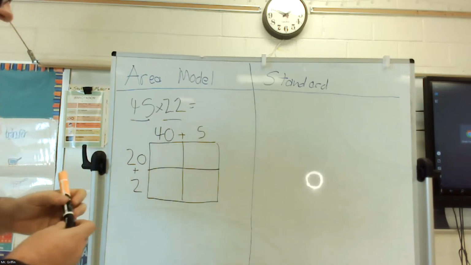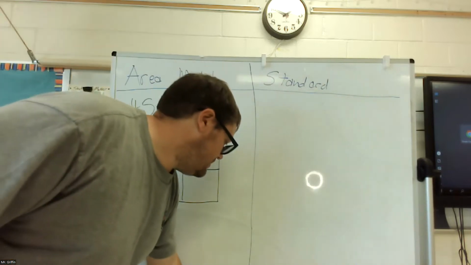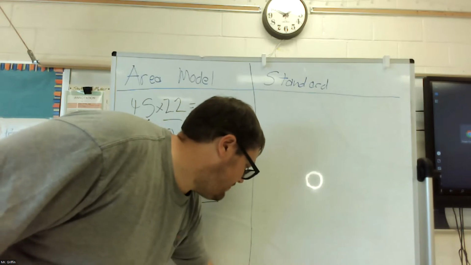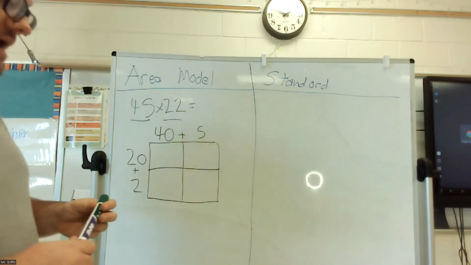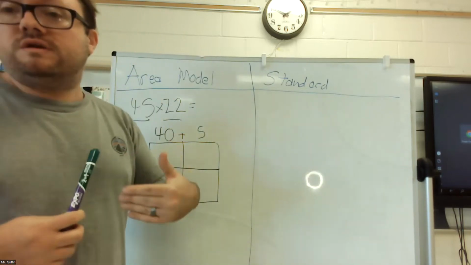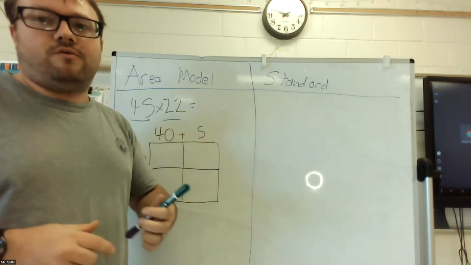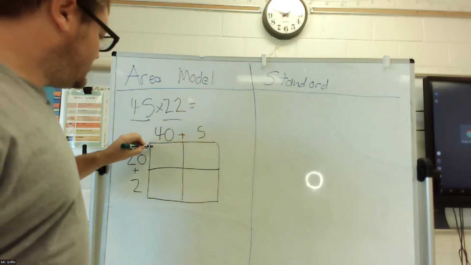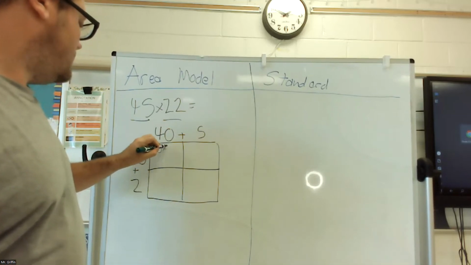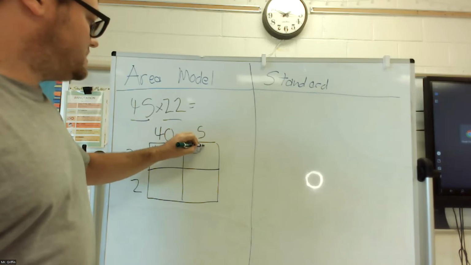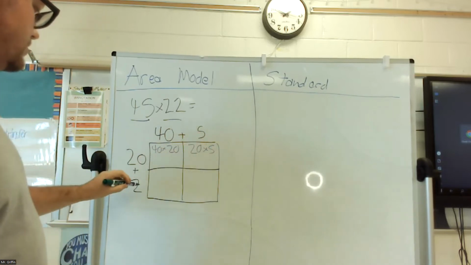Now, this next part that I'm getting ready to do is optional. If you are doing well with an area model, don't worry about this next part. But some of you definitely probably need to do this just to make sure you're staying on the right track. So I write down inside each box what I am going to multiply to solve it.